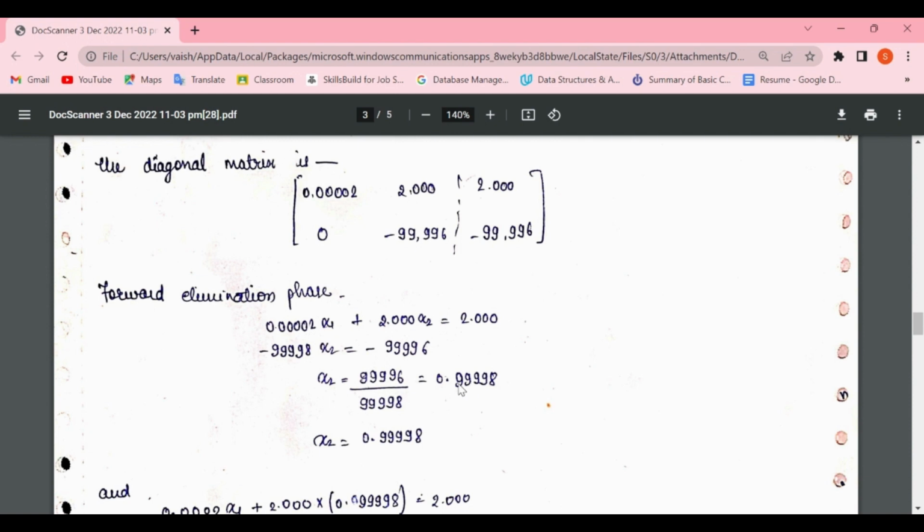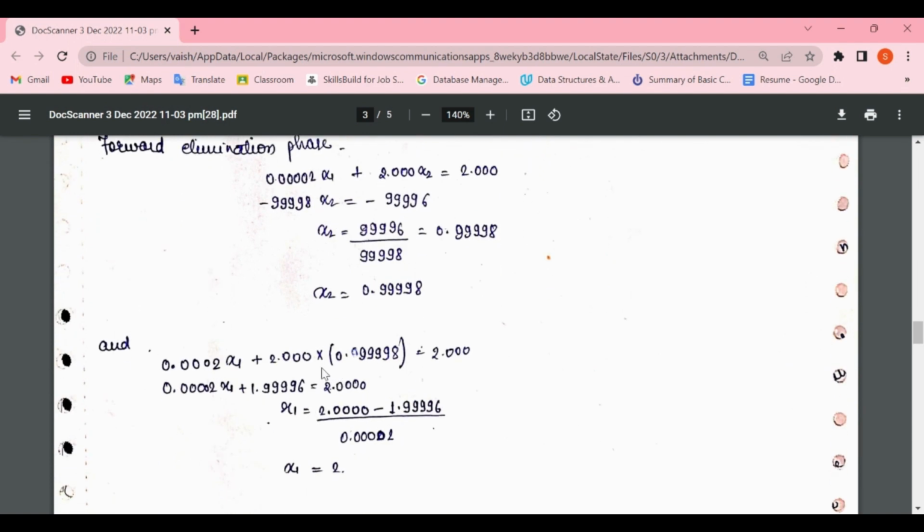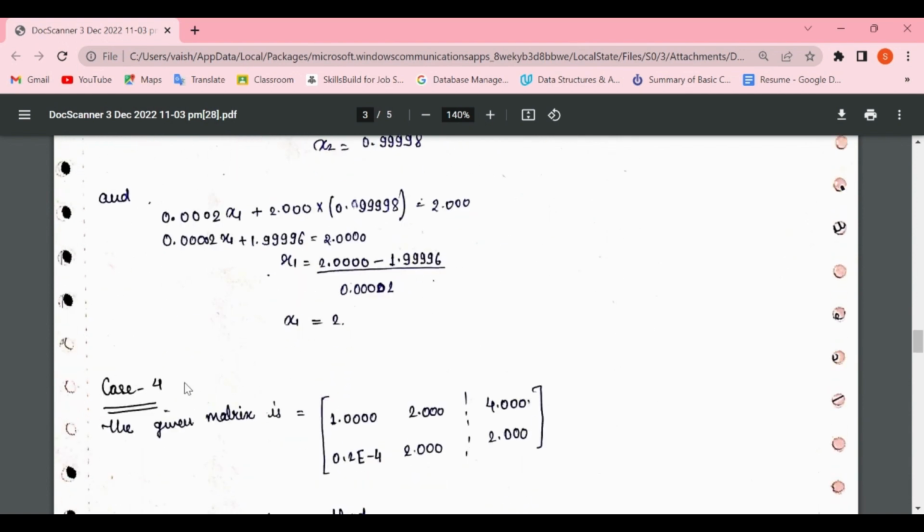that is equal to 0.99998. So x2 is equal to 0.99998. And now we have to calculate the value of x1 by putting the value of x2 in equation 1. We will get 0.0002 x1 plus 2 into 0.99998 is equal to 2. Here we get x1 is equal to 2.